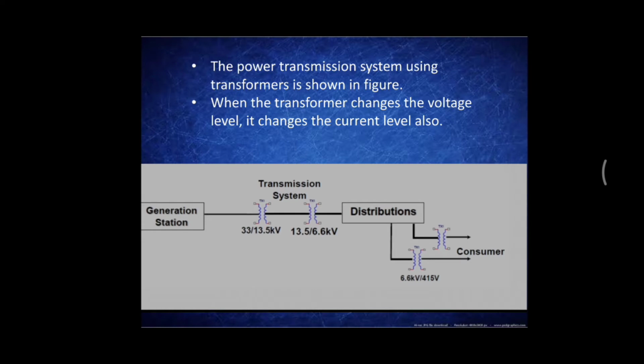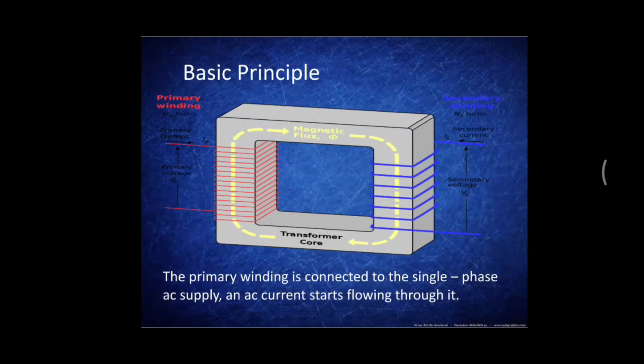So let us look at the image given below. First of all, generation station, transmission system, distribution and consumer are given in the figure. Now let us discuss the basic principles of transformer.